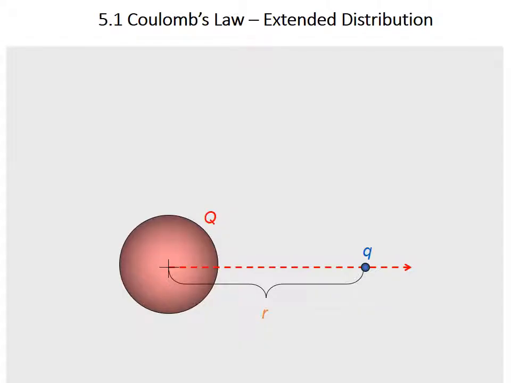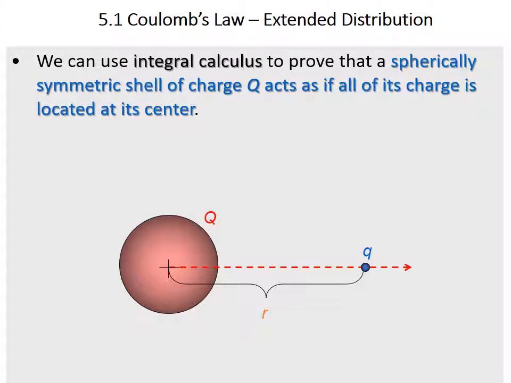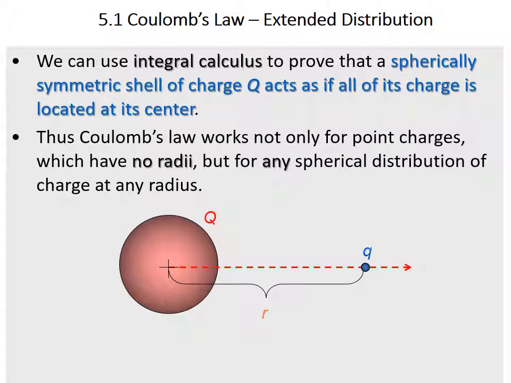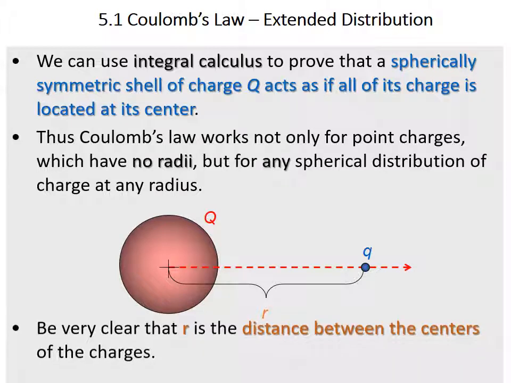We can extend Coulomb's law beyond point charges to include spherical shells, okay? And using calculus, thank you, Gauss, one of the greatest mathematicians who ever lived, we can prove that a shell of charge Q acts as if all of that charge is concentrated at its center. So Coulomb's law works not only for point charges that have no radii, but for any type of spherical distribution. Just be very clear that r is the distance between the centers of the charges.